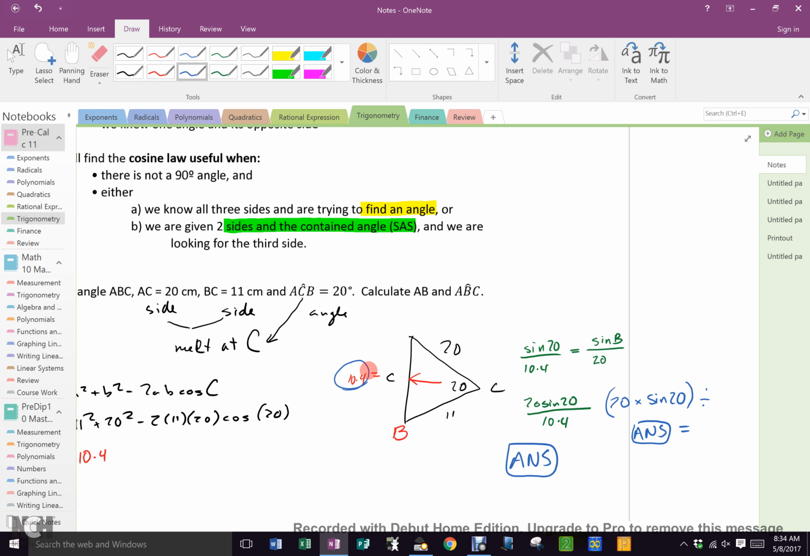I haven't even done this question. 20 sine 20.